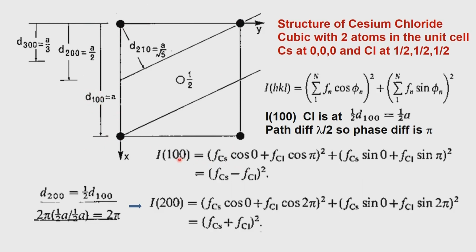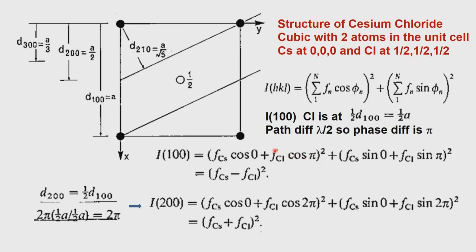The intensity of 1 0 0 in this example, where we have only 2 atoms, can be written very easily because we can use this expression and expand it. So, we get f of Cs cosine 0 plus f of Cl cosine pi, whole squared. Now, why did I write cosine pi here?